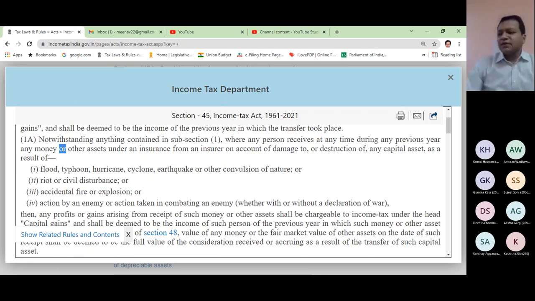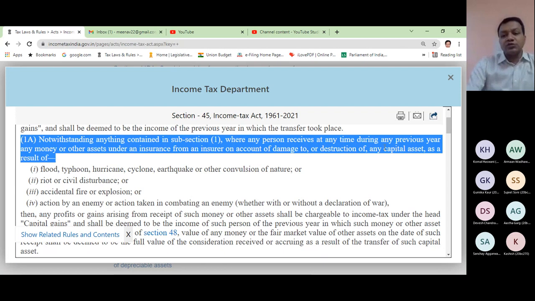Other assets might be something the insurance company gives me. If my car is destroyed in riots, the insurance company might give me another car. Still, that is taxable, so it is not only cash. You must remember that the Act uses the language "other assets" under an insurance from an insurer on account of damage to or destruction of any capital asset.